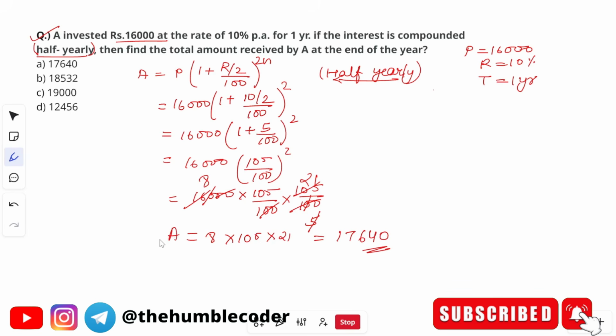Let's cross check whether we were asked to find the amount only or the compound interest. In the question it was mentioned, he invested 16,000 at the rate of 10% per annum for 1 year. If the interest is compounded half yearly, then find the total amount received, which means this is the only final answer that we will have to submit. So the correct answer will be option A, which is 17640.